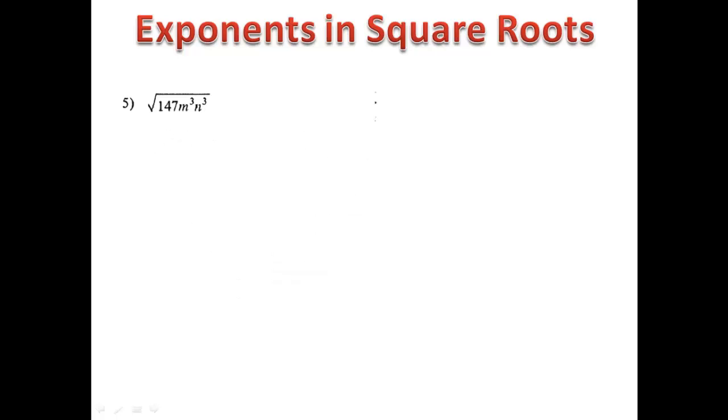What if we have 2 separate variables? How would we deal with that? Well, we'll deal with it the same way we did the last one. Please pause the video here and give this example a try.